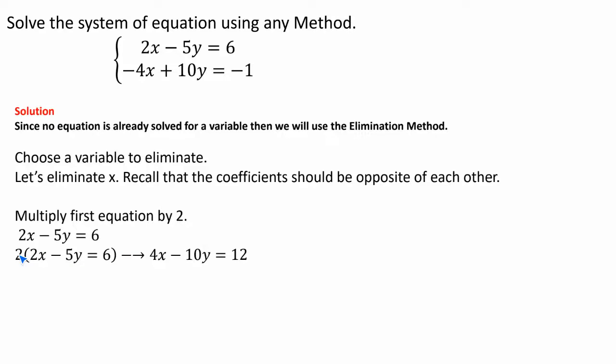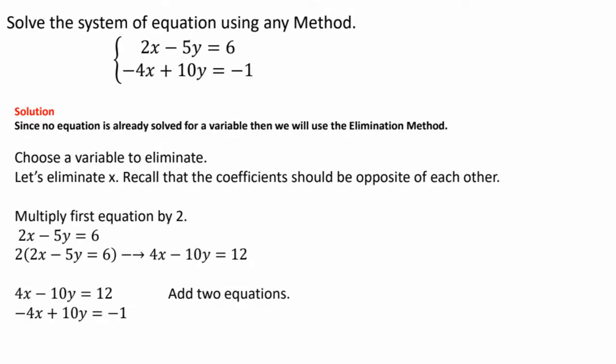So 2 times 2x is 4x. 2 times -5y is -10y. And 2 times 6 is 12. So now I'm going to put them together. I like to write them next to each other. So this is my new equation, and this is the second equation.